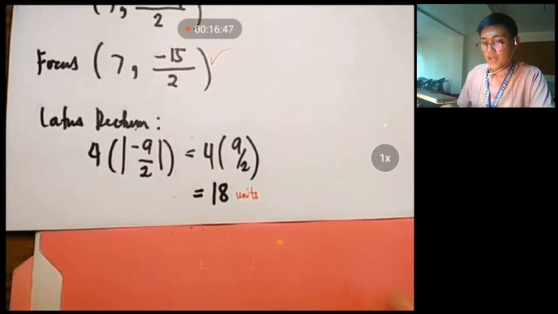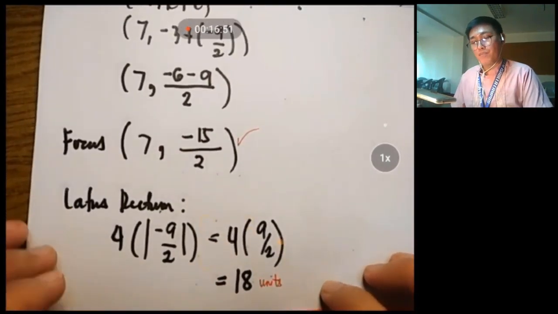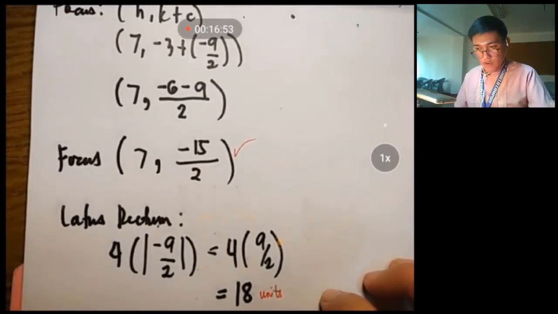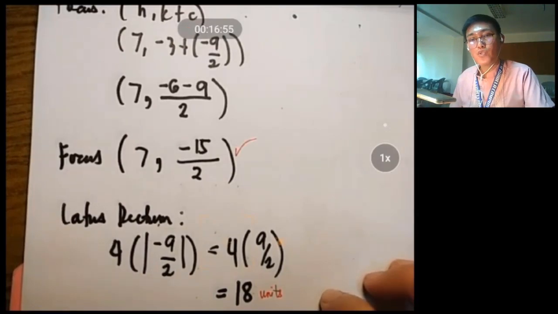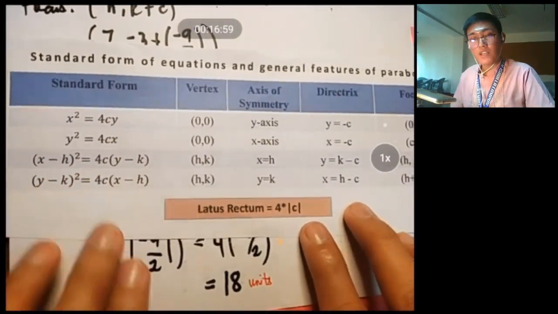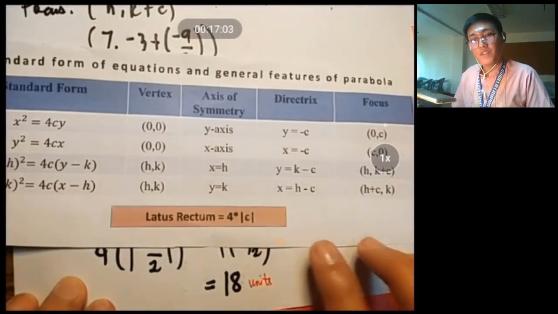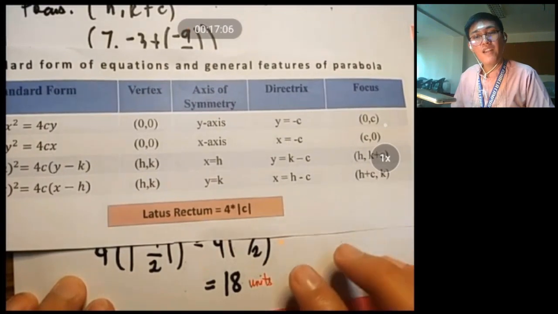So that's it. That's the end of our solving using the standard form of the equations and the general features of the parabola. Do not forget to memorize everything here, okay? The standard form, the vertex, the axis of symmetry, the directrix, the focus, and the latus rectum.